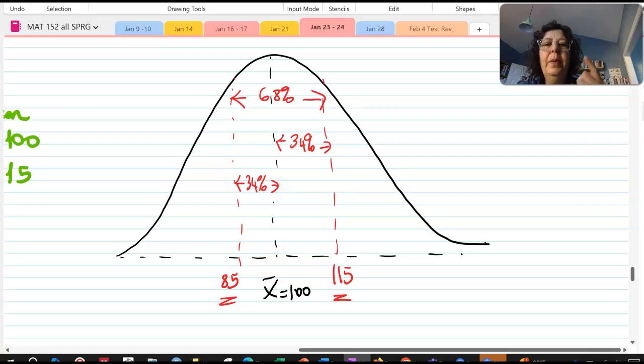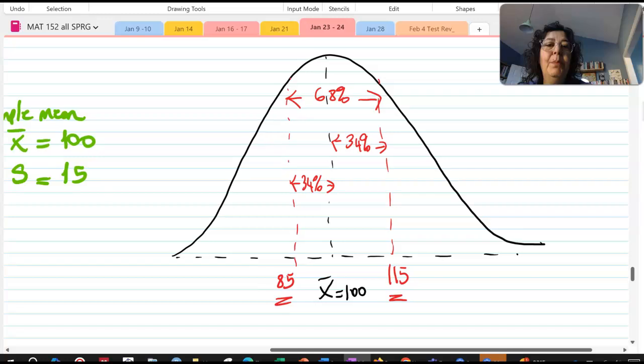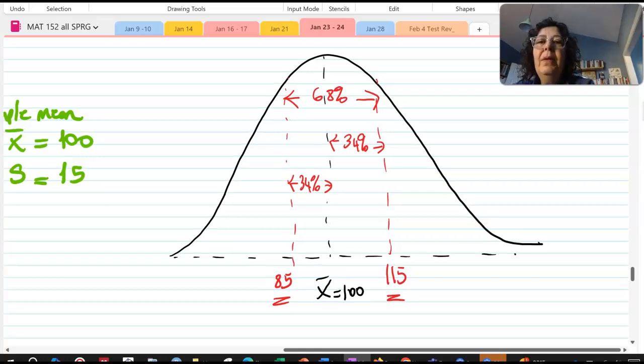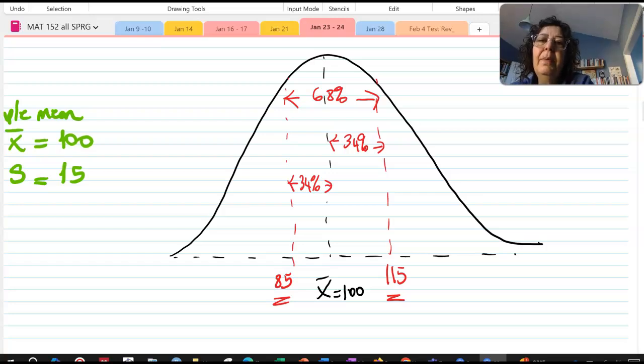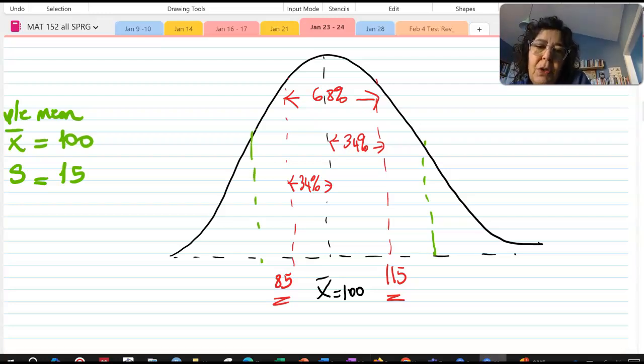So going back to the 68, 95, and 99.7 rule. Now, if we go one more standard deviation up, okay, I want to change my pen. All right. And one more standard deviation down. So hence, each of them are one standard deviation.